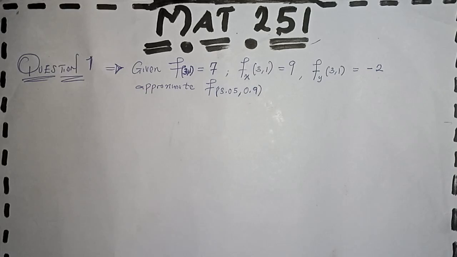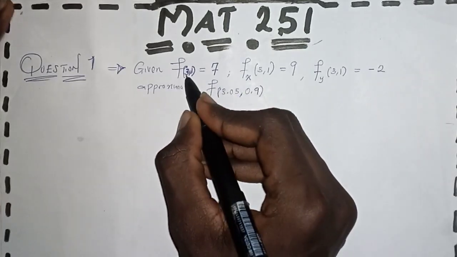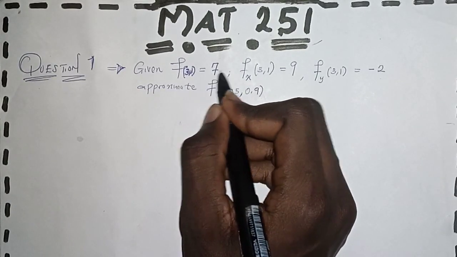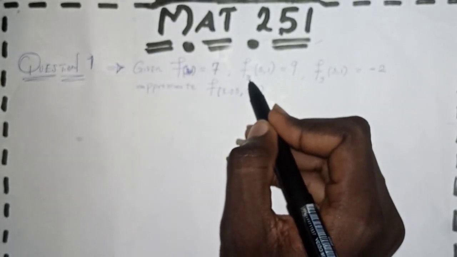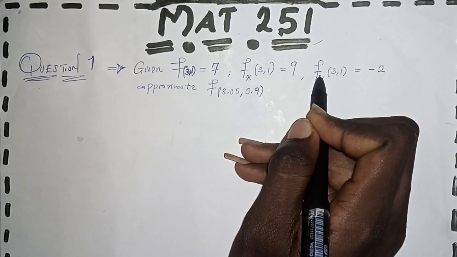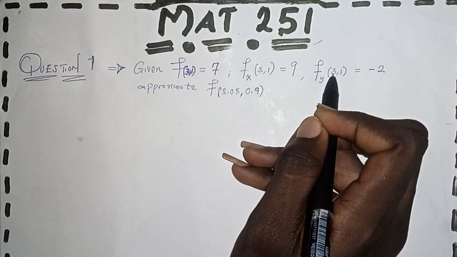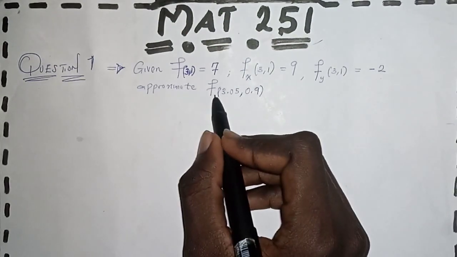Welcome, guys. We have another fresh question here, which is actually based on total derivative. Question number one says that given a function with an initial point of (3, 1) to be equal to 7, and the partial derivative of that function with respect to x at that same point is equal to 9, and the partial derivative of that function with respect to y is minus 2. Now the question asks us to find an approximation for this function.